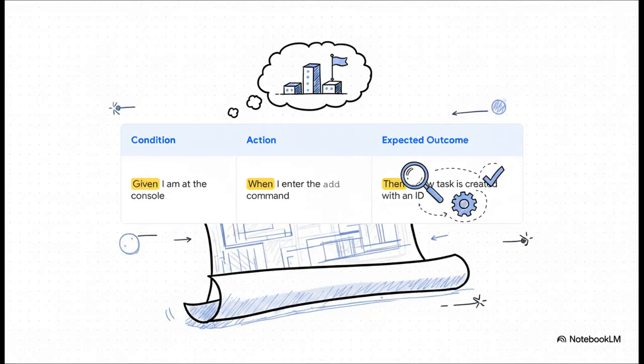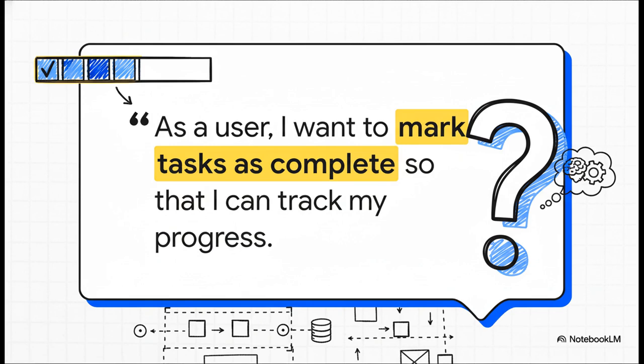And here's how we make that user story totally concrete. We translate it into what's called an acceptance scenario. Given a certain condition, when a user performs an action, then we expect a specific outcome. This creates a clear pass or fail test for our feature. It's that simple. This pattern applies to every single feature.